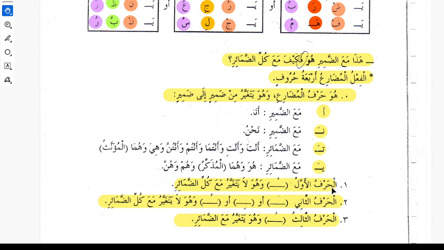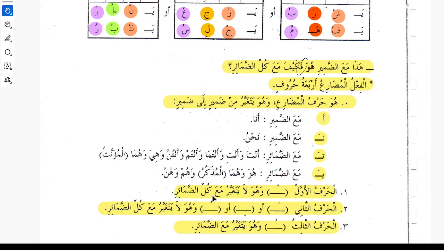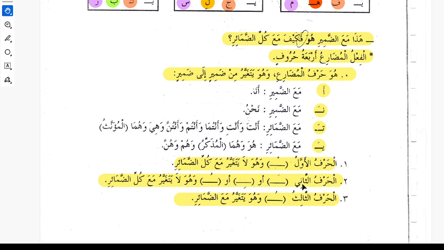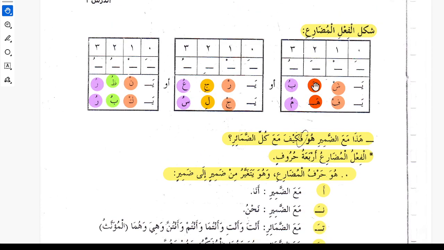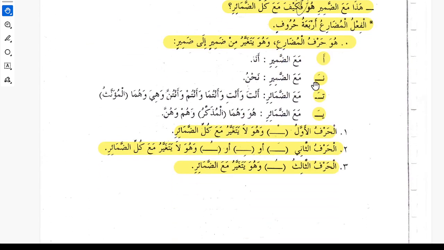And then you will note that harful awwalu, this first letter that has a sukoon, that will not change. Wahuwa la yatagayyaru ma kulli damairi, this doesn't change with any pronoun. The second one, you see the second one is changing from fail to fail.